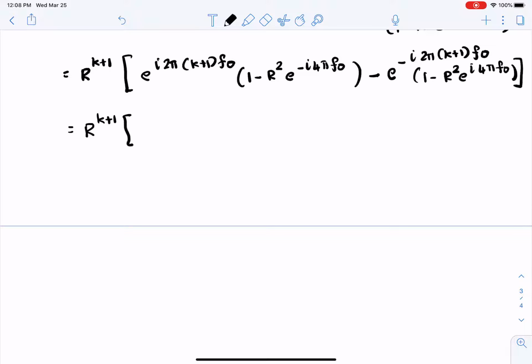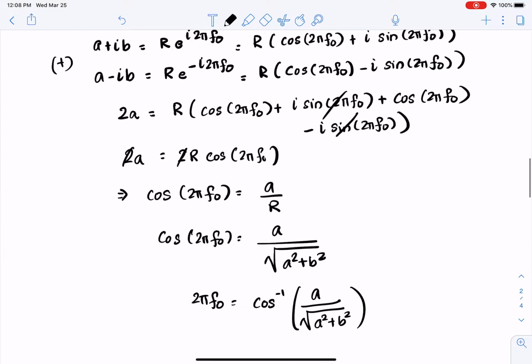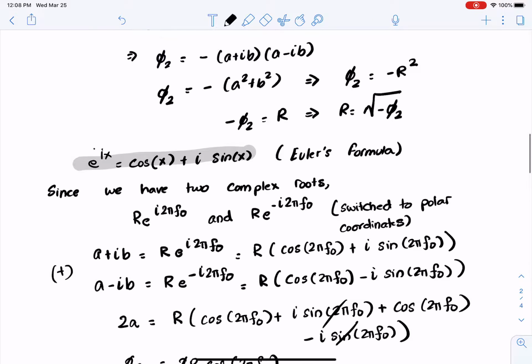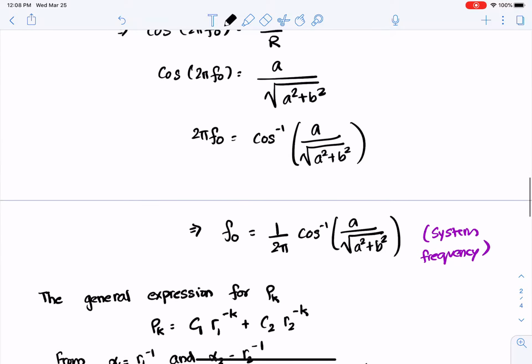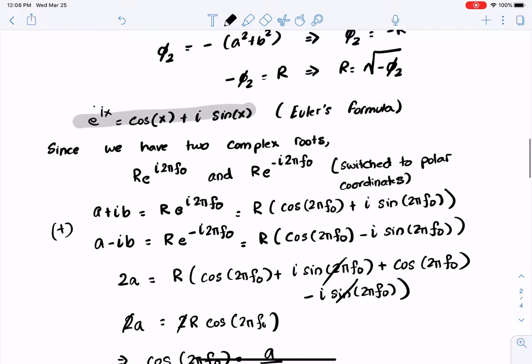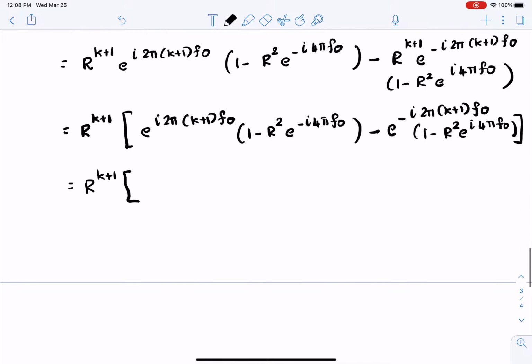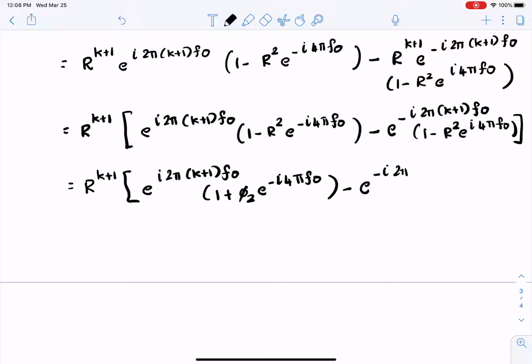We know from earlier that r is negative phi 2, which would imply r is the square root of negative phi 2, which would imply r squared is simply negative phi 2. So I'm going to replace r squared by negative phi 2, so I'd have 1 plus phi 2 e raised negative 4 pi f naught minus e raised minus I 2 pi k plus 1 f naught times 1 plus phi 2 e raised I 4 pi f naught.